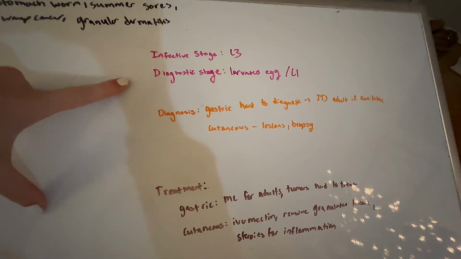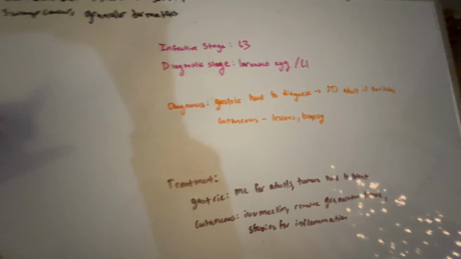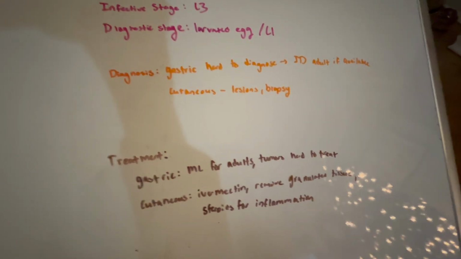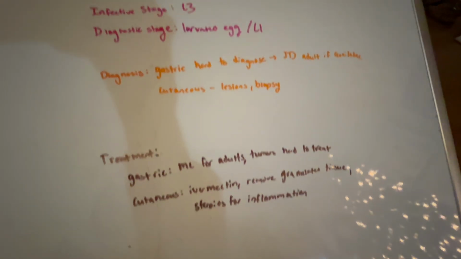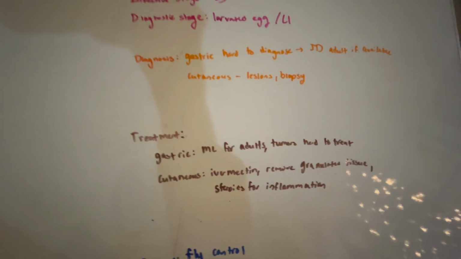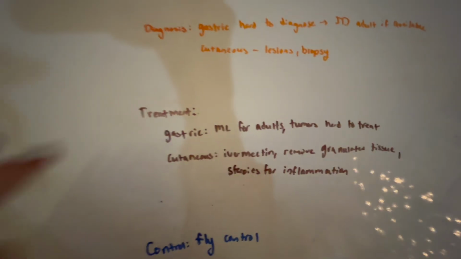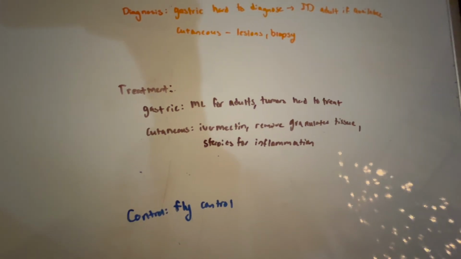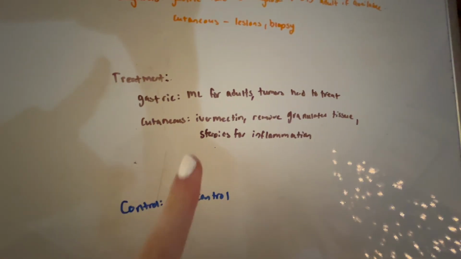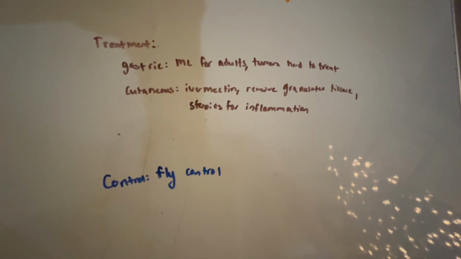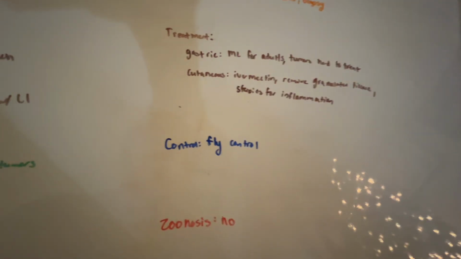Your diagnostic stage is either going to be the larvated egg or the L1. If it's gastric, it's kind of stuck in the stomach, so it's going to be hard to diagnose. If you can find an adult, you can ID the adult. Cutaneous, you look at the lesions, you do a biopsy and see what's there. If it's the gastric form, you can do macrocyclic lactones for the adults, but the tumors are going to be hard to treat. Cutaneous will be ivermectin. You can surgically remove the granulated tissue, and you can do steroids for inflammation. And for control, you kind of have to control the flies, and it is not zoonotic.